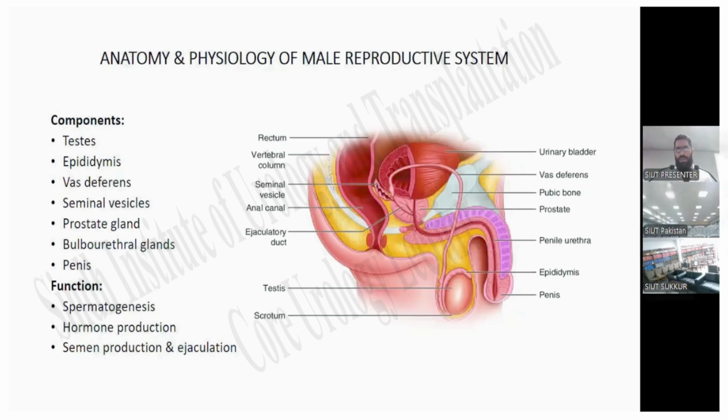Starting with the anatomy and physiology of the male reproductive system, as we all know, it consists of the testes, epididymis, vas deferens, seminal vesicles, prostate gland, bulbourethral glands, and penis, as shown in the image. The functions of the male reproductive system include spermatogenesis as well as hormone production.